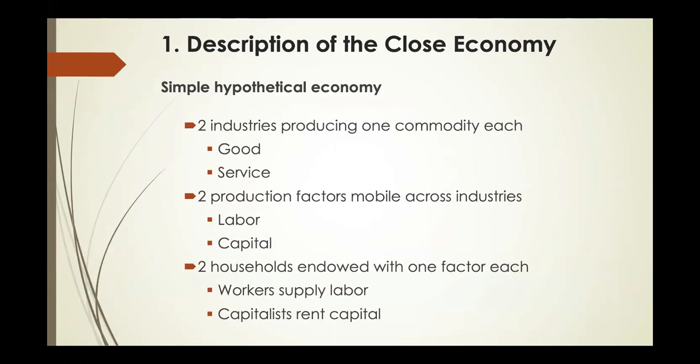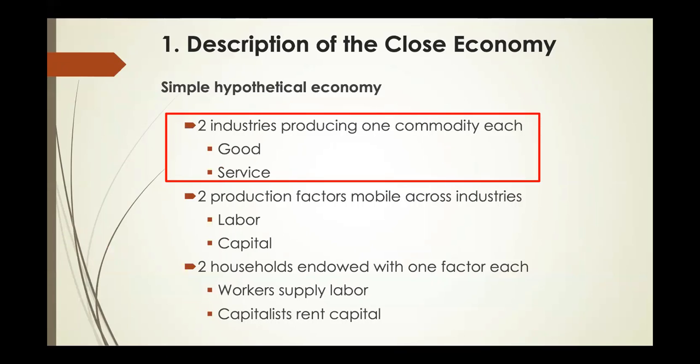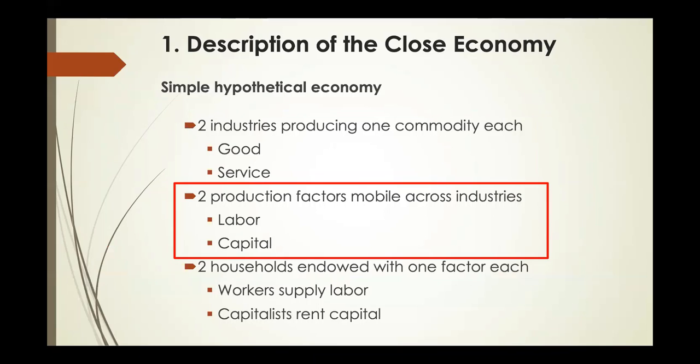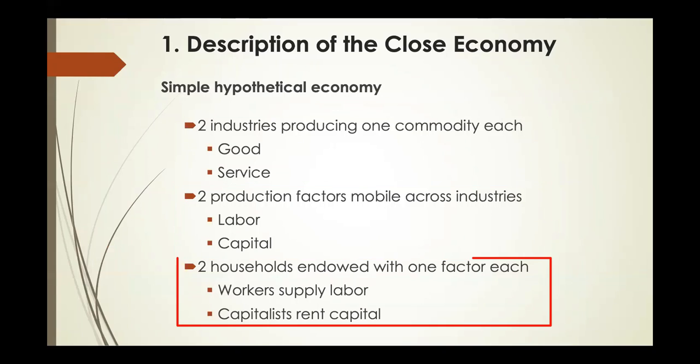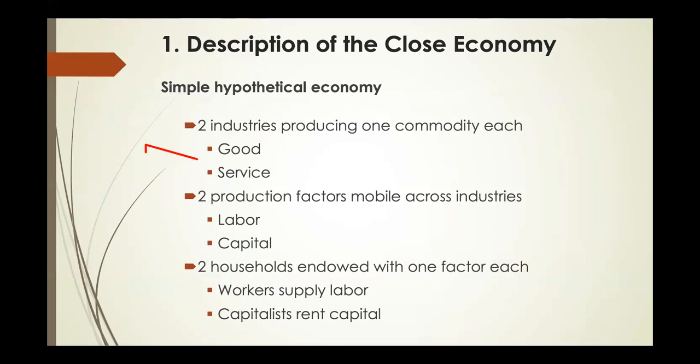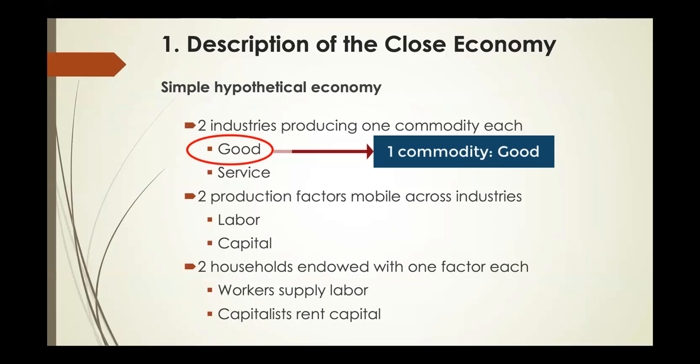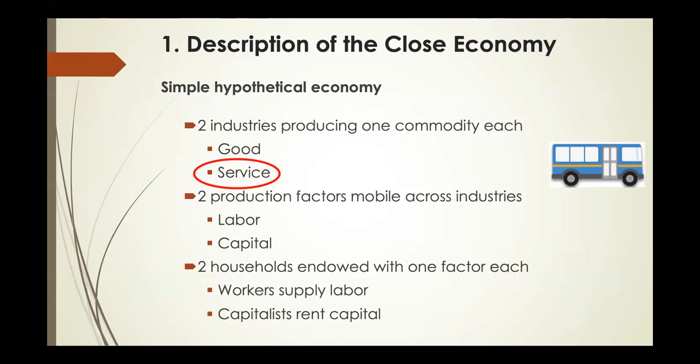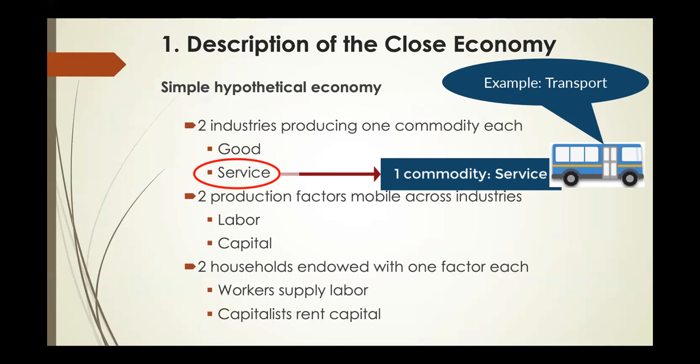Our closed economy without government is represented by 2 industries, 2 factors, and 2 households. The 2 industries are the goods and service industries. Each industry produces one commodity. The goods industry produces one commodity, which is goods. The service industry also produces one commodity, which is service.